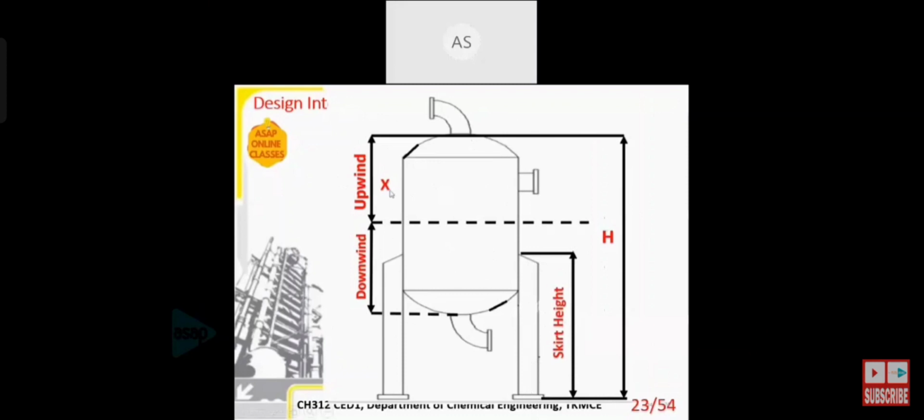Then this is the X I mentioned. So X is measured from the top of the column, from the top of the column till a particular location somewhere in between. It need not be the center. It can be below the center or above the center. This is just representation. So from the top of the column to any point in the column, I'm calling that height as X. And I'm calling that the upwind side, and whatever is below that, I'm calling it the downwind side. So we'll be performing stress analysis on the upwind side as well as on the downwind side.